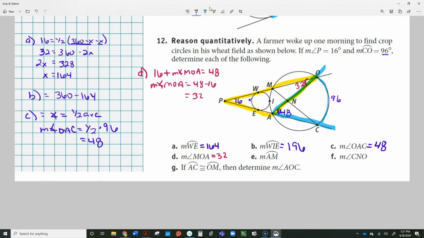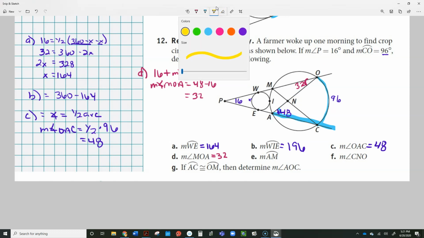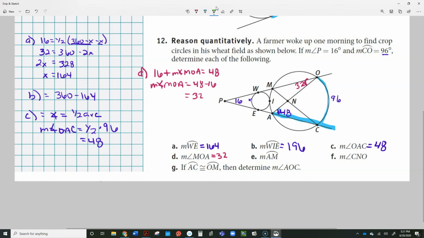The measure of arc AM. Okay, well, this is an inscribed angle. Let me see if I can erase some of this. Okay, there we go. And let's erase this too. Okay, so now let's highlight it in green. So this angle right here has this arc. That arc is intercepted by that angle. So that, and the angle's vertex is on the circle, so that means it's an inscribed angle.